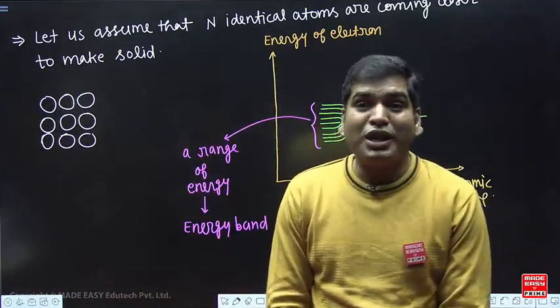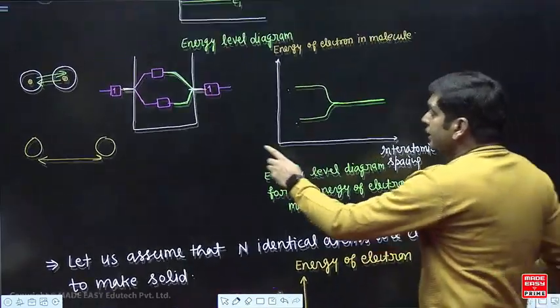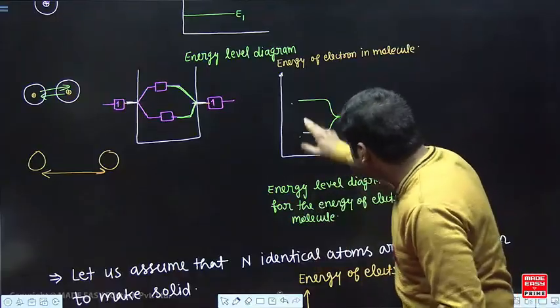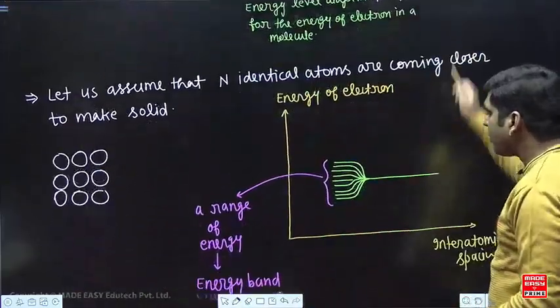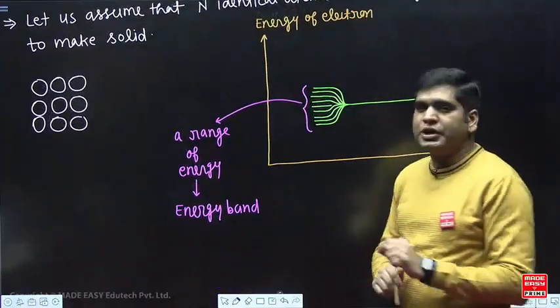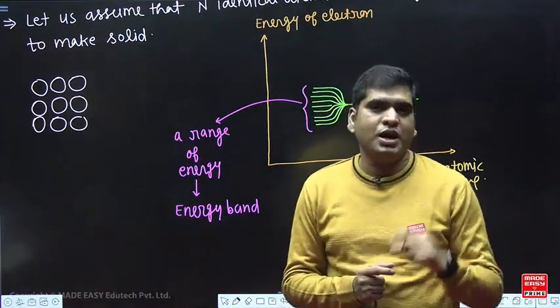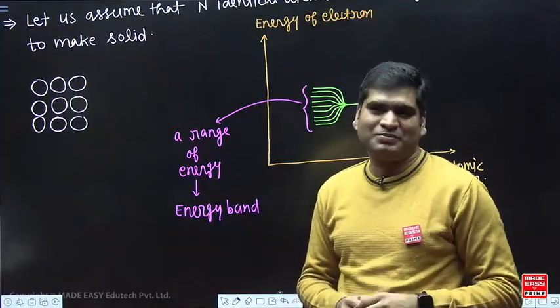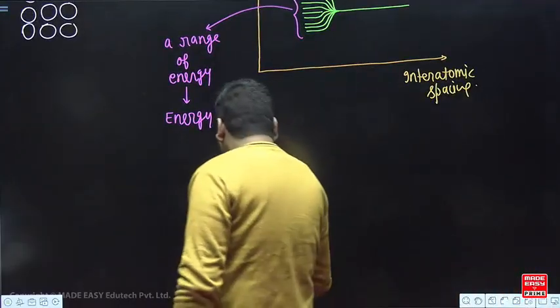What I am wanting to tell you कि energy of electron in an atom or in a molecule can be represented by discrete energy levels, but energy of electron in a solid needs to be represented by a range of energy, and this range of energy is known as energy band. Right? So let us try to note down this point.